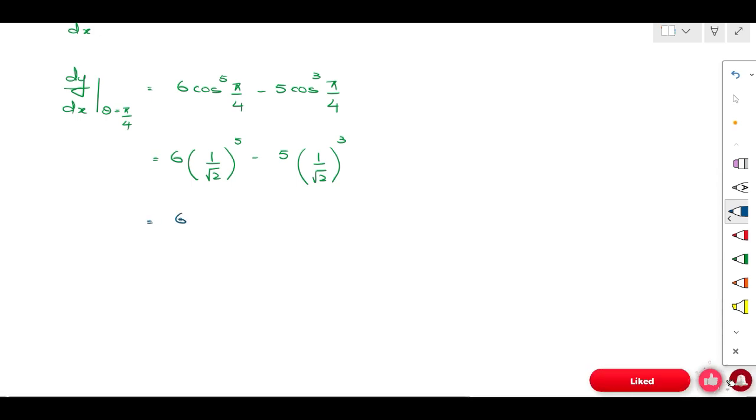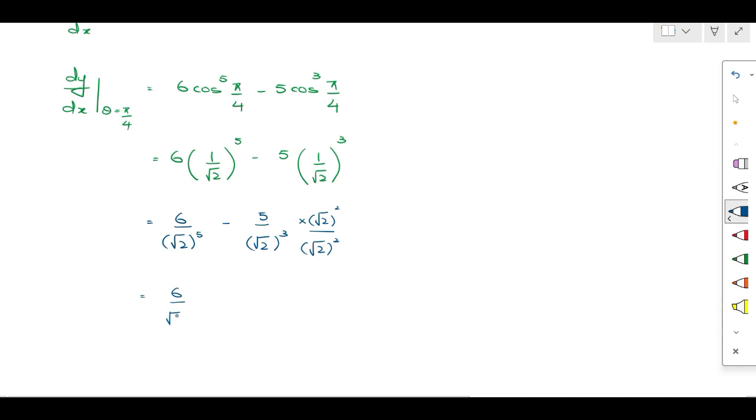Okay, so here we have 6 over square root of 2, its power is 5, because 1 to the power 5 is 1. So this is minus 5 over square root of 2, its whole cube. Okay, let me simplify this. This power is 5, make the same denominator. So you have to multiply by root 2 power 2 over square root of 2 to the power 2. When the bases are the same, we can add the powers. So here we have 6 over root 2, its whole power is 5, and minus 5, and this square and square root are cancelled out, times 2 divided by root 2, the power is 3 plus 2 makes 5.